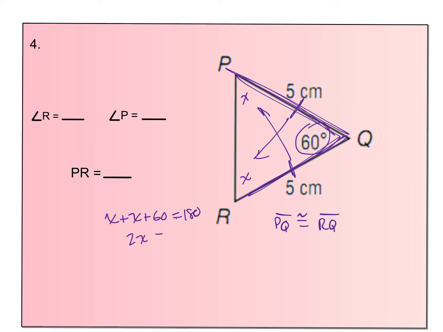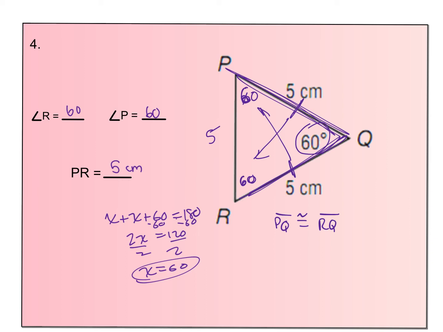But if I solve that, x is going to be 60. So wait a second. All three of these are now 60. So that means R is 60, P is 60. That means all three are 60. That means it's an equilateral. That means all three sides are going to be 5 centimeters. And that's my answer.